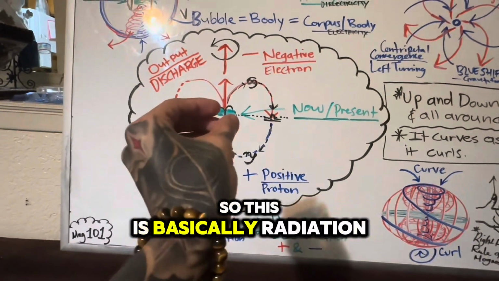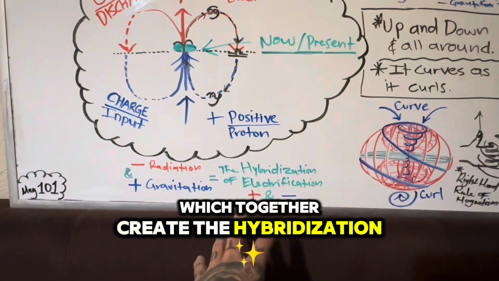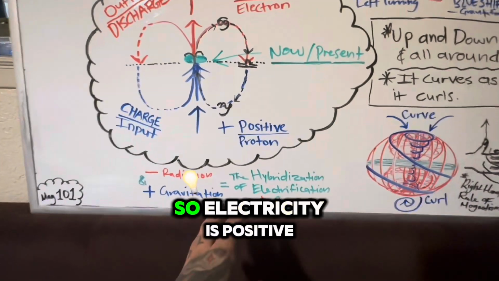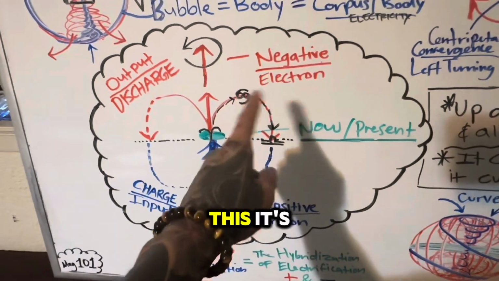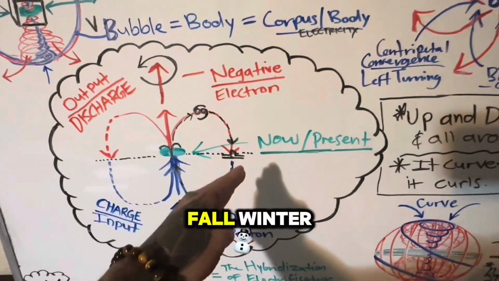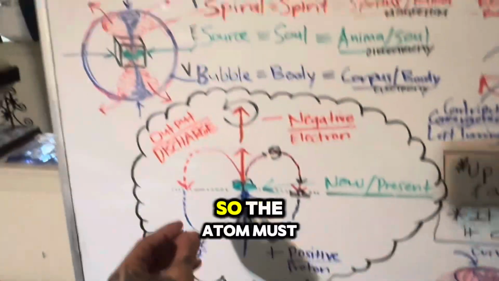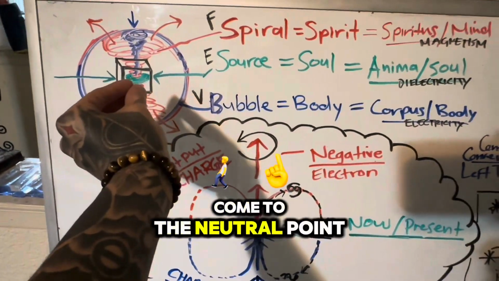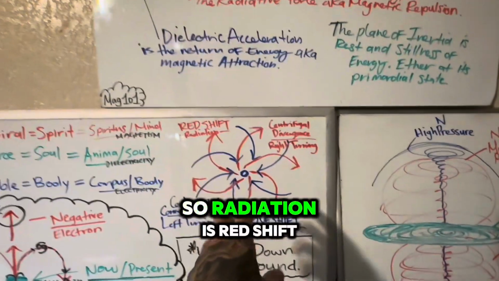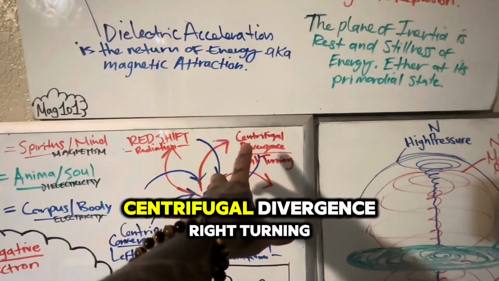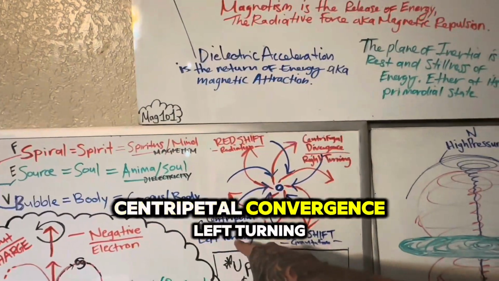So this is basically radiation and gravitation, which together create the hybridization of electrification. So electricity is positive and negative. It's the sine wave. It's spring, summer, fall, winter. Neutral, positive, neutral, negative. So the atom must come to the neutral point and pick up inertia. So radiation is redshift, centrifugal divergence, right turning, and blue shift is centripetal convergence, left turning.